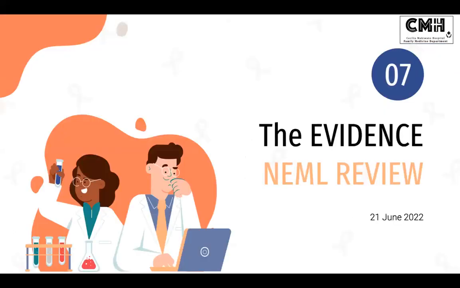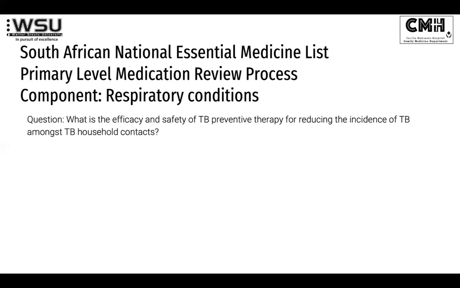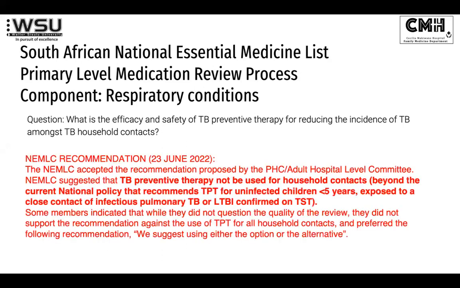So great. Let's just look at how much all of this will cost us. And it's the National Essential Medicine List. There was a proposal put in to the NEML to put this into the EML. So this was a question that was asked. The question the NEML wanted to ask was: what is the efficacy and safety of TB preventive therapy for reducing the incidence of TB amongst household contacts? So this is exactly this thing, and this is before this guideline came out, so they were still looking at the WHO recommendations.